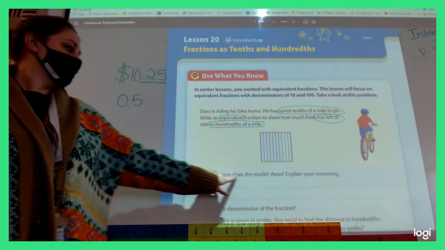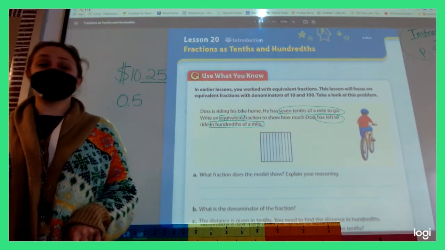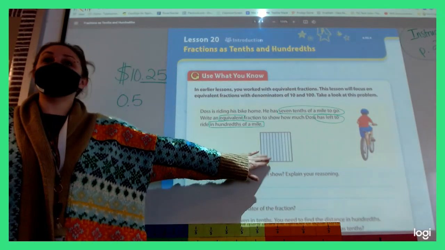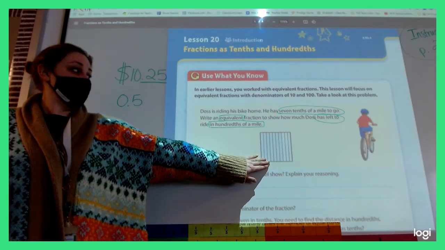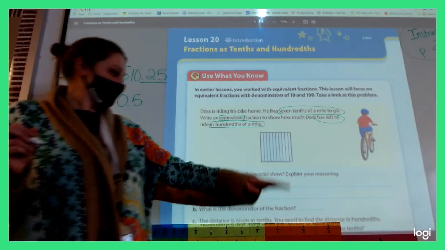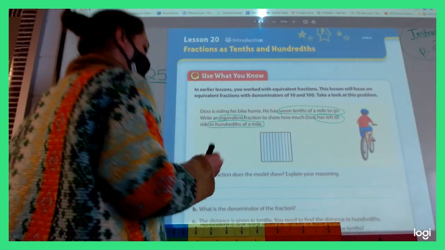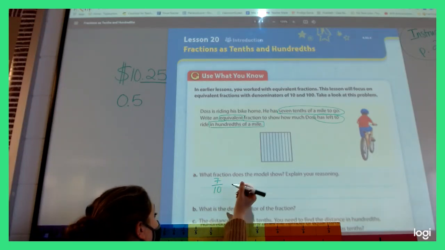Now A, what fraction does the model show? We know fractions. We know this. What's the denominator of this fraction first? Hayden? 10. 10. And how many tenths are shaded? Josiah? 7. 7. What fraction does the model show? First thing we have to say is 7/10.